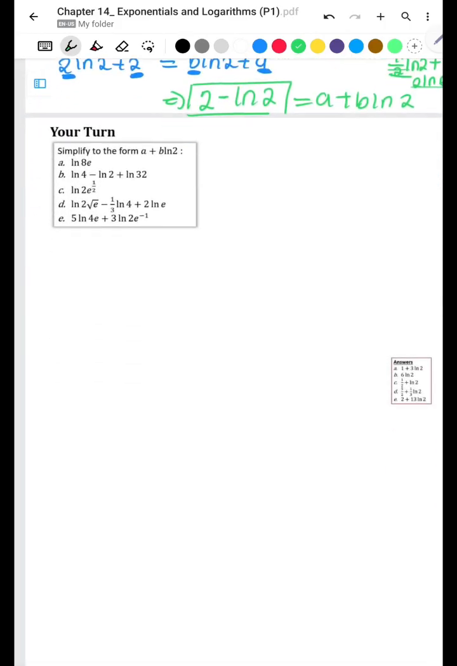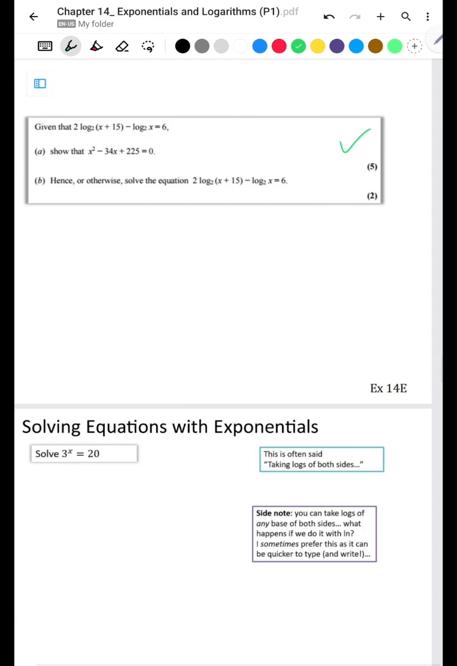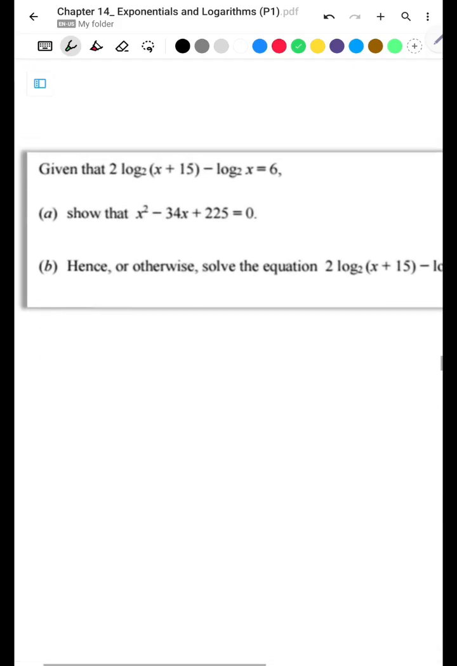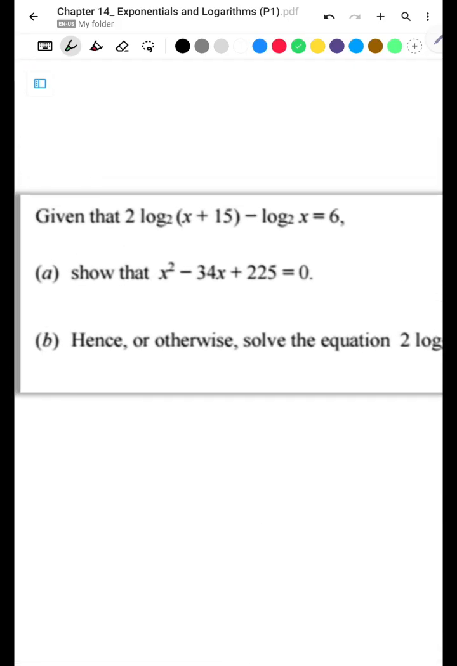So your turn is this, and I would like to go through this one because this brings together all the knowledge, all the laws of logarithms, exponentials, and everything we did into just one question. So now, given that 2 log base 2 of x plus 15 minus log base 2 of x, I'm so glad my bases are consistent in the first place, so I can apply the law of logarithms that deals with negative going to division. So the first thing I need to do here is to transfer my 2 back here.